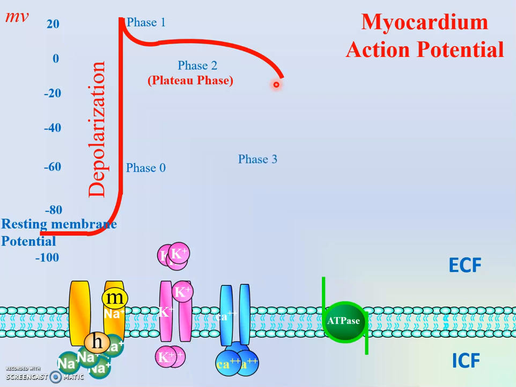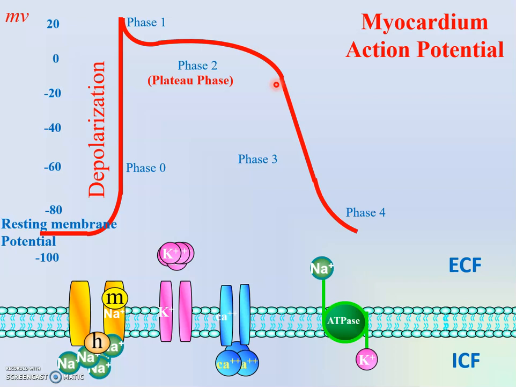After this, phase 3 will get initiated. In phase 3 repolarization, the potassium channels remain open and allow more potassium to leave the cell, and the potassium builds up outside the cell, causing this repolarization, and it is a rapid phase. When the membrane potential reaches near baseline, the resting membrane potential, the potassium channel finally gets closed, and thereby it leads to phase 4. Phase 4 is the resting phase or slow depolarization.